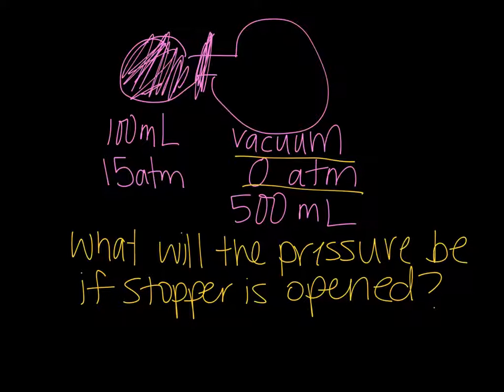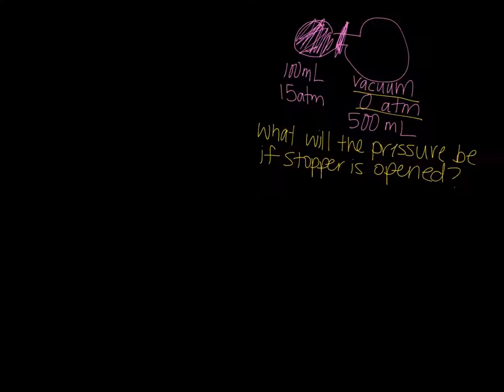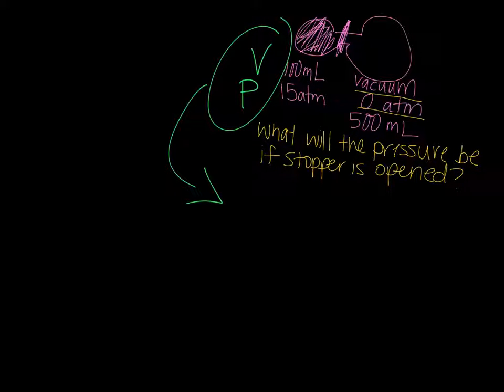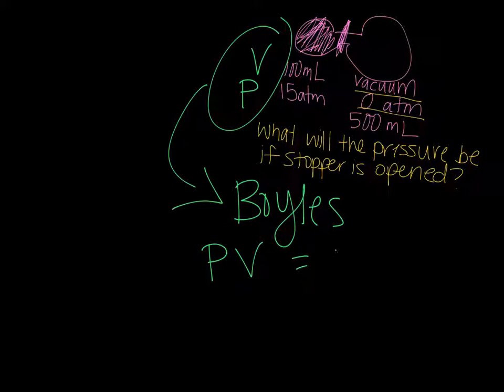But let's look at what type of problem this actually is, okay? So we're going to throw that off to the side. All right, so we have 100 milliliters, 15 ATMs. What is 100 milliliters talking about? Volume, good. Okay, what is 15 ATMs talking about? Pressure, okay? So those two are what law? Boyle's law, exactly. Okay, so this is PV is equal to PV.